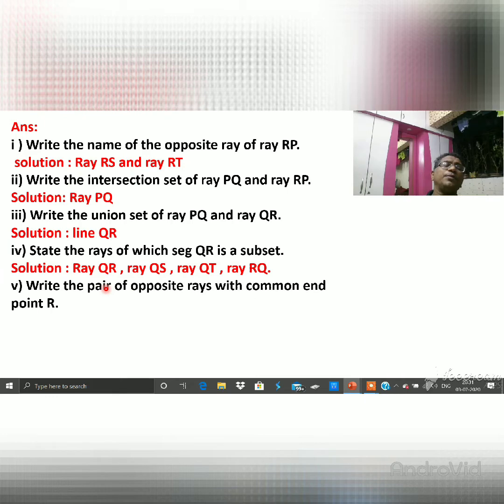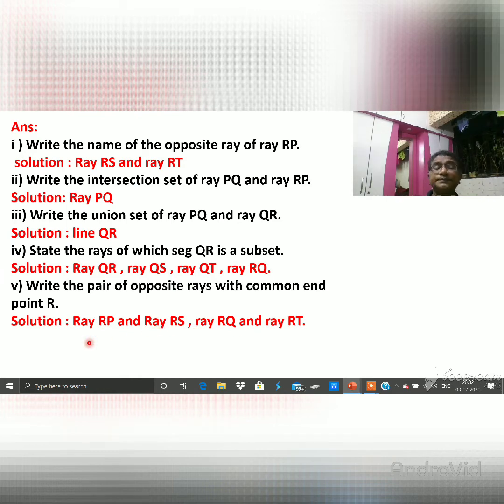Then problem number 5. Write the pair of opposite rays with common endpoint R. So you can write from R which are those rays. So ray RP and ray RS, ray RQ and ray RT. Such a way. Okay. So RP, RS, RQ, RT. That I also explained.